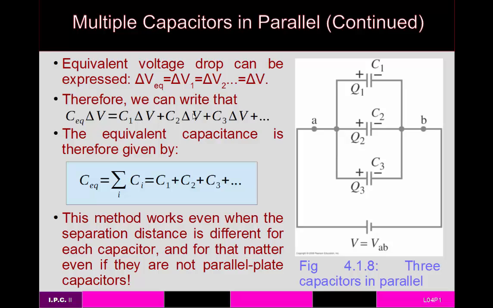We can divide out the delta V from each of these. And so what that leaves us with is that the capacitance of the equivalent capacitor is equal to the sum of the individual capacitances of all these capacitors that are in parallel: C1 plus C2 plus C3, etc. And notice that nowhere in here did I have to make reference to the area of the capacitors or the separation distance between the plates of the capacitors. So it's going to work even if we're not using parallel plate capacitors at all.